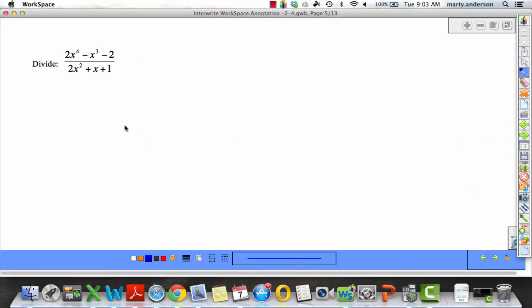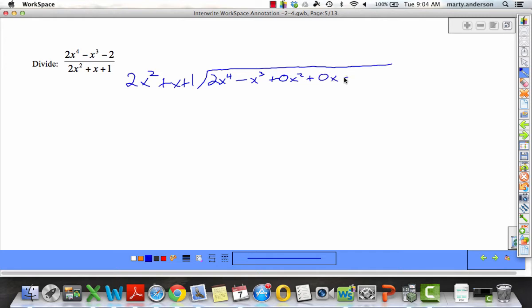When we have problems that have 2x squared plus x plus 1, it gets a little bit hairier. 2x squared plus x plus 1, and now I'm going to divide. So now if you stopped paying attention, pay attention right now, because I need to make sure that I have a placeholder for every degree on down. So I start with 2x to the 4th minus x cubed, and I need a spot for x squareds, so I have plus 0x squared plus 0x and minus 2. So I need to have a place for all of them, otherwise things get a little messy.